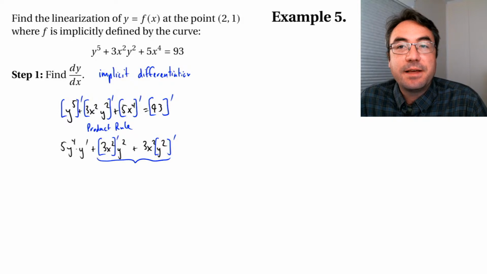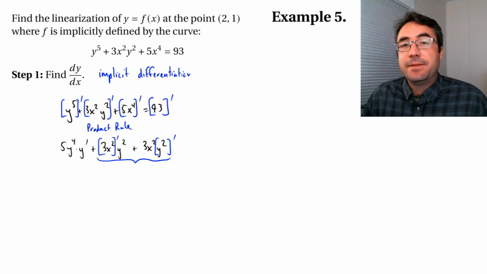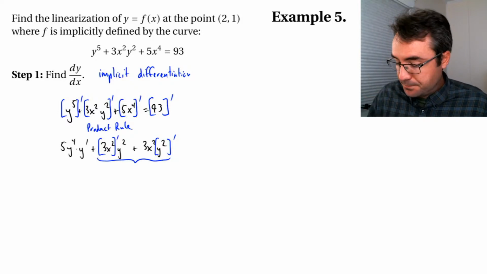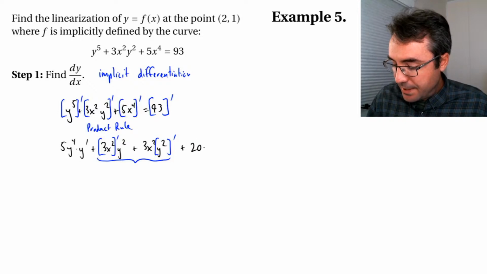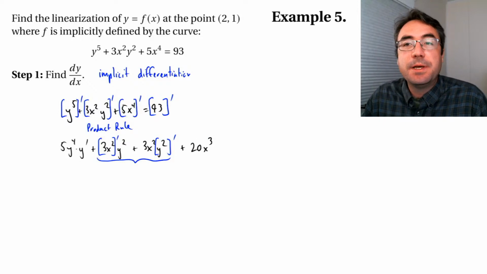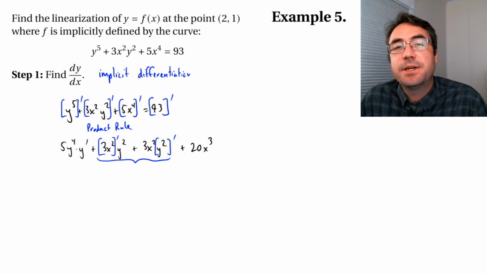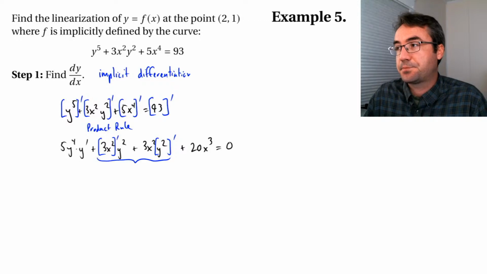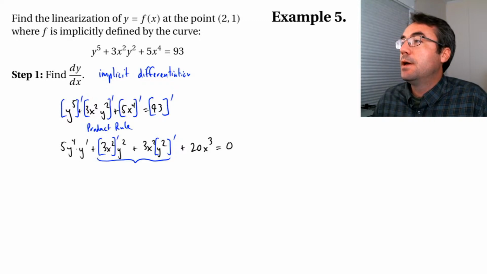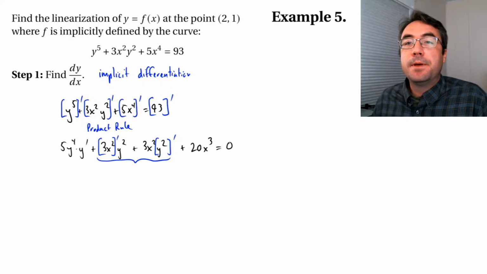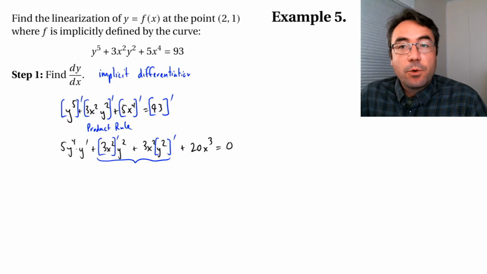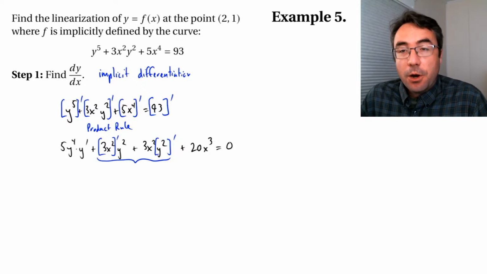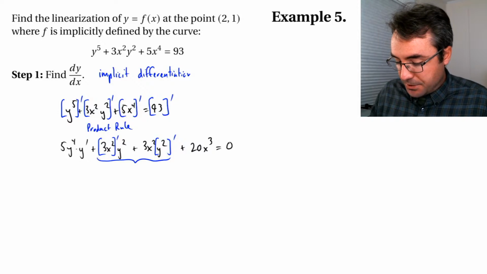And then let's keep going. We're going to differentiate that 5x to the power 4. That's just power rule. So we get 20x cubed. And on the right-hand side, when we differentiate the constant, we get 0. All right, so a little bit more differentiation there. So let's keep going. We used the product rule, but we still have a little bit more to do.